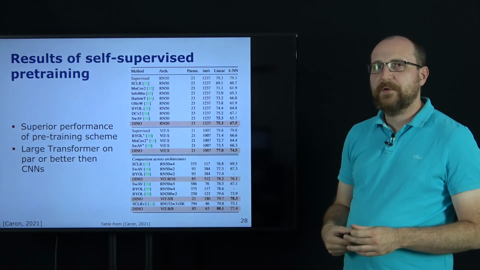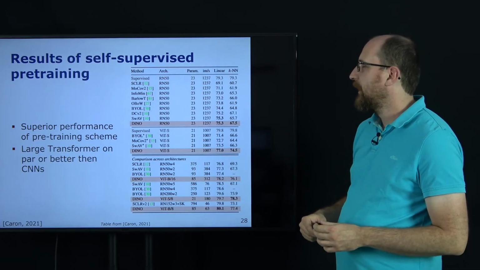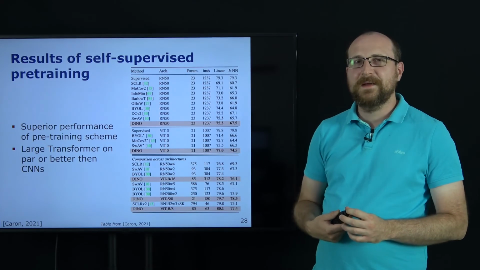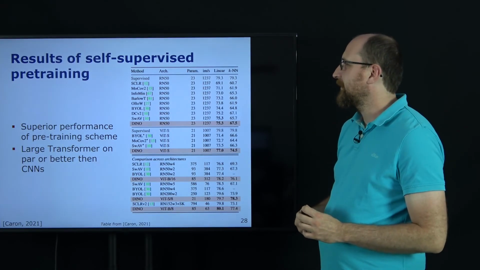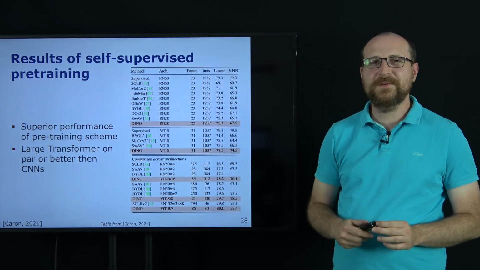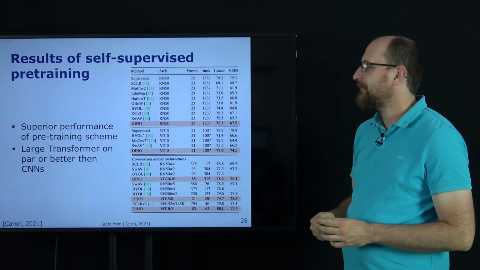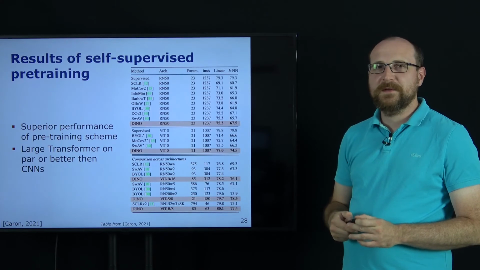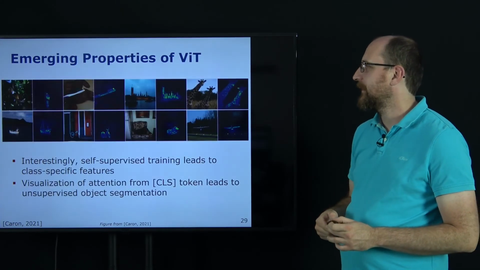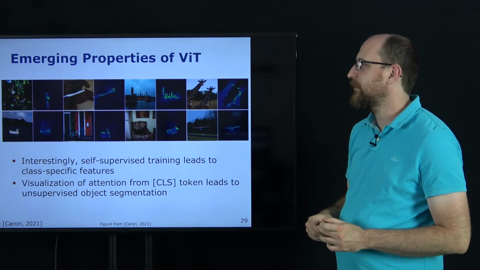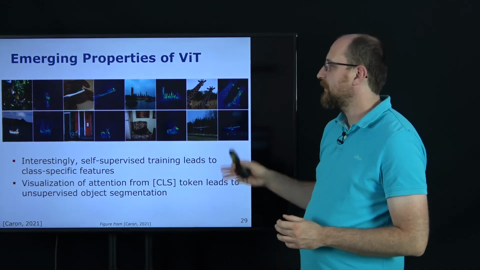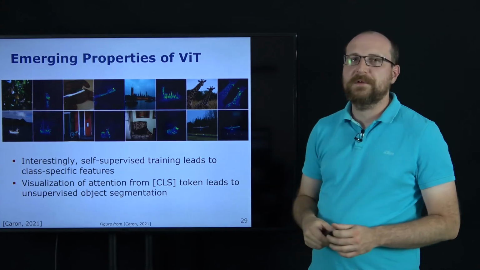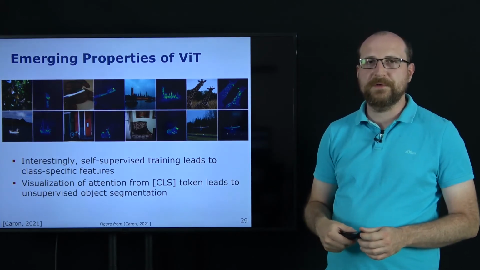But why this paper was also producing some excitement in the vision community was also because when you look at the class tokens and then visualize the attentions for the class tokens in the image, then you can see that there are somehow object segmentations emerging from these attention weights.